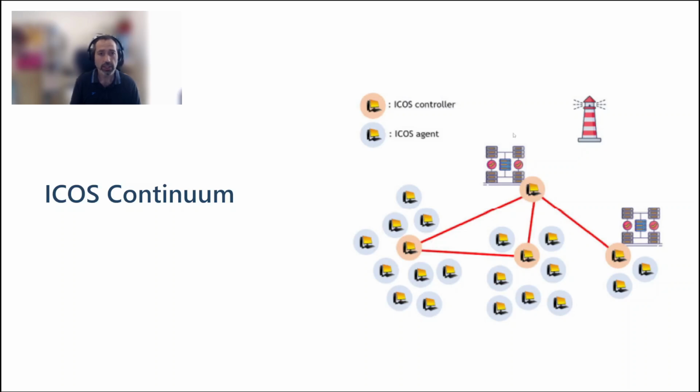As we can see in this picture, ICOS manages all the nodes that we call agents. Each agent is capable of executing user applications, and there are also some additional nodes that we call controllers, that control a portion of the continuum, and the lighthouse, which is a discovery service and contains other central services like authentication, authorization, certification authority.